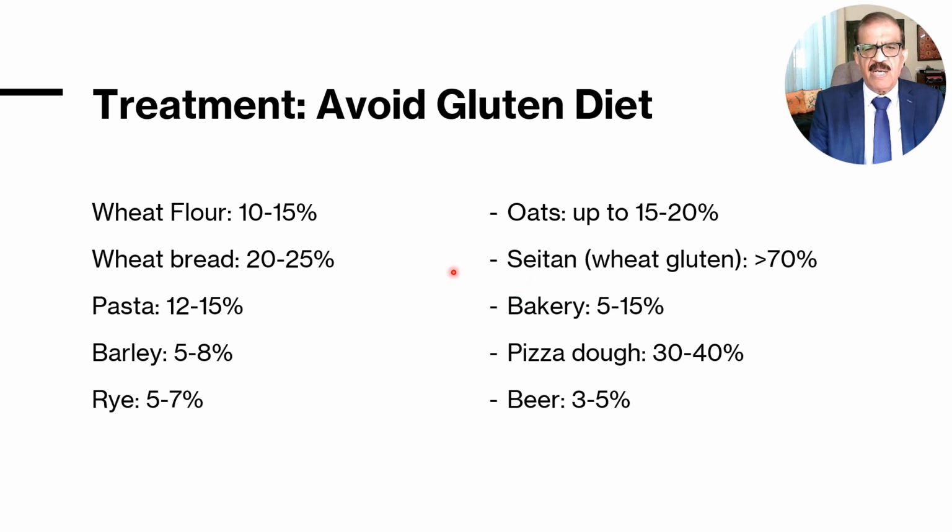Then seitan, or white gluten; I learned this while preparing for this lecture. This is a meat-like thing produced from the gluten part of wheat as a meat substitute for vegans or strict vegetarians. So this is actually concentrated gluten and would cause a lot of symptoms. To my knowledge, it is not consumed in our society. Then bakery items, pizza dough and beer. All these should be avoided as much as possible.